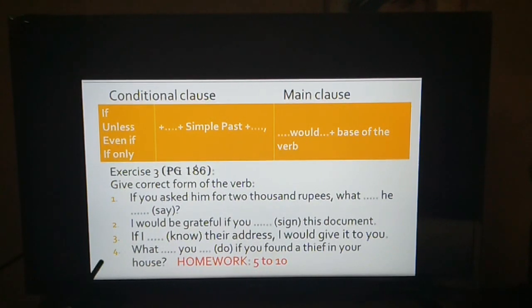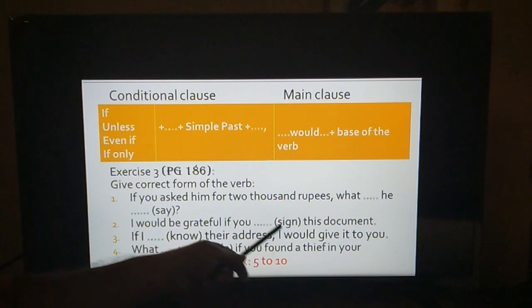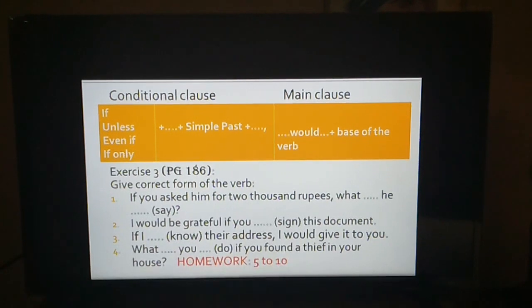And the third sentence, if I, we start with the if clause. If I dash know their address, what will be there instead of know? It will be simple past. If I knew their address, I would give it to you.